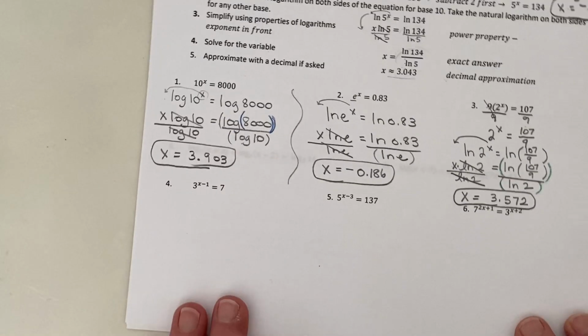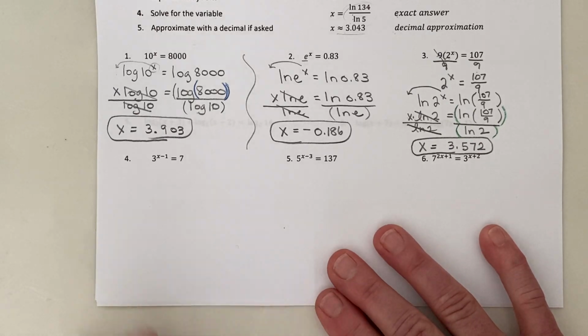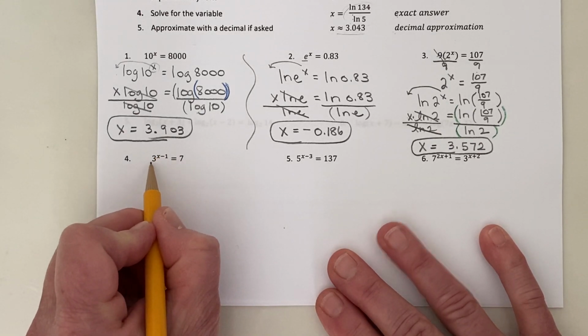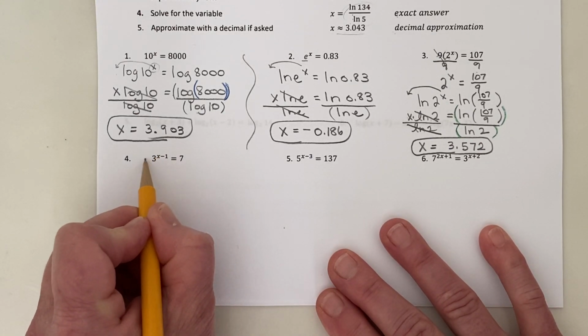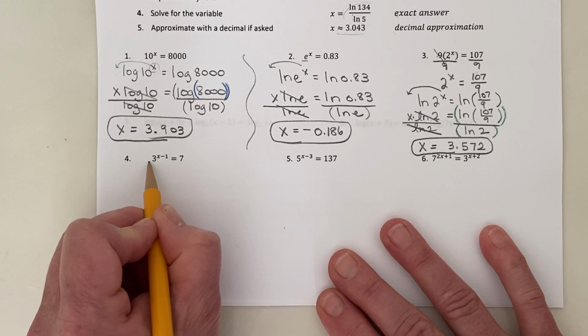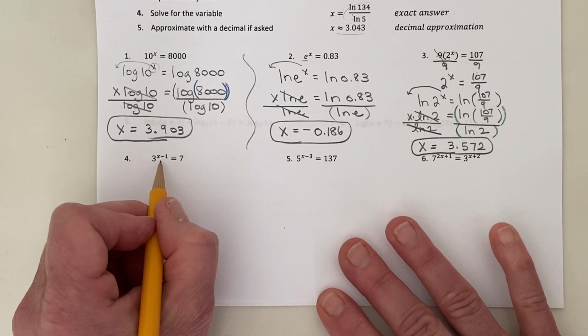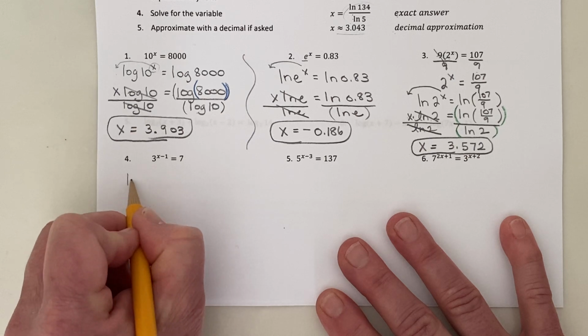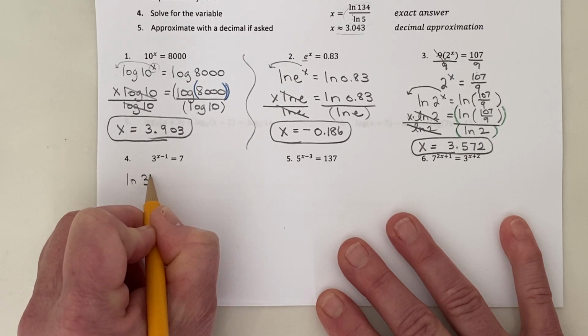All right, number 4. This exponential expression is already isolated. I'm not adding anything to it in front or multiplying it like in example 3. So I'm ready just to jump in and take the natural log on both sides of the equation.